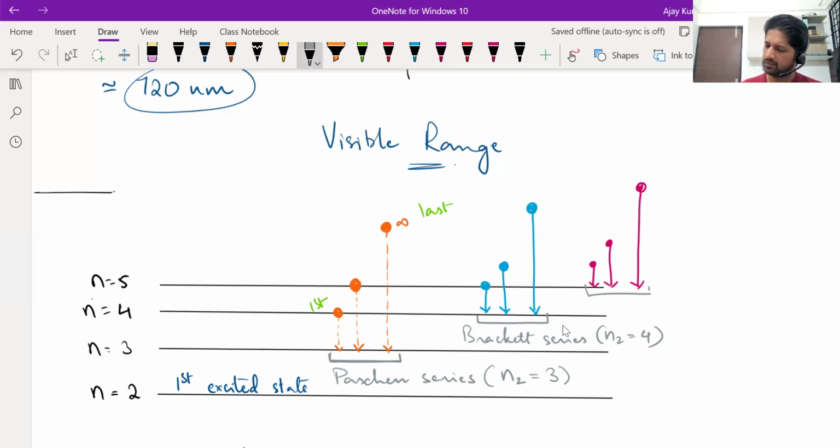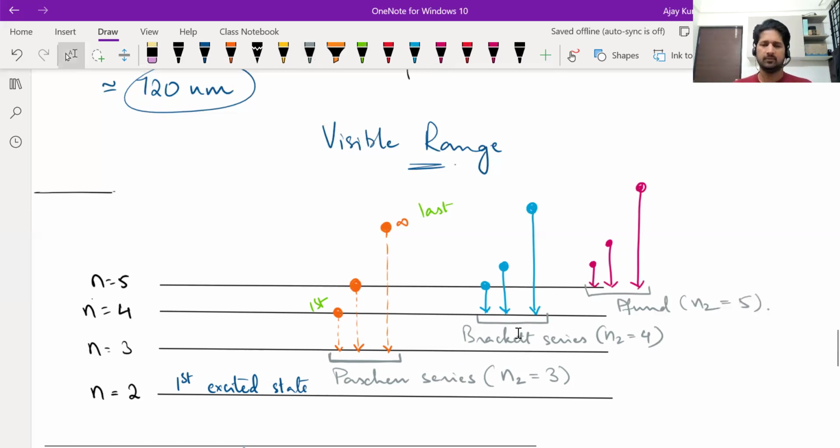This series of wavelengths is called the Pfund series. The final orbit number is 5. In that also, you can tell what is the first line and the last line. So you need to remember these names.